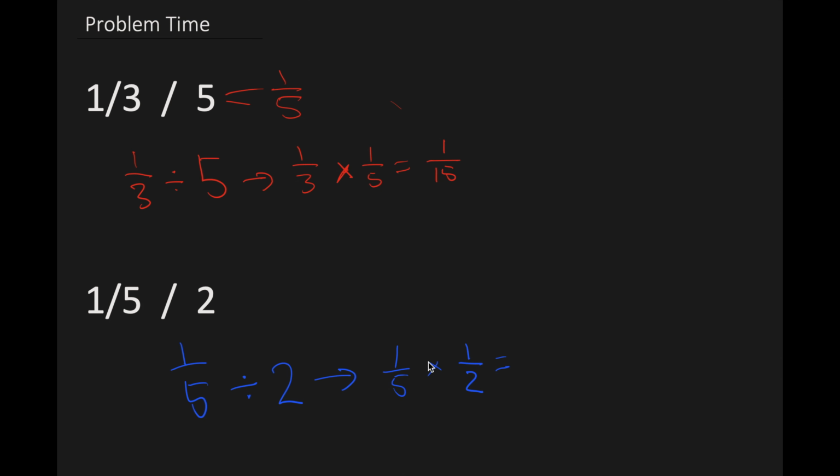Now we're going to solve. 1 times 1 equals 1. 5 times 2 equals 10. So our answer here is 1/10. And we got that pretty quickly, right?